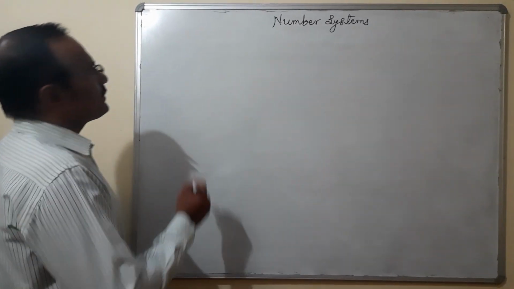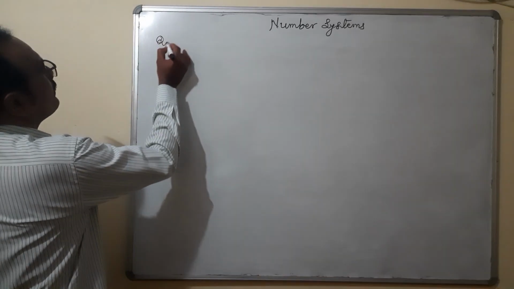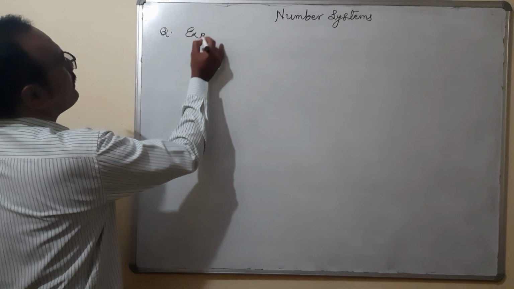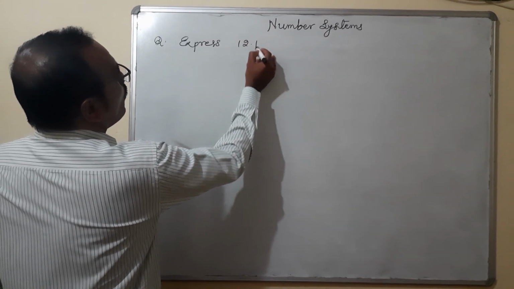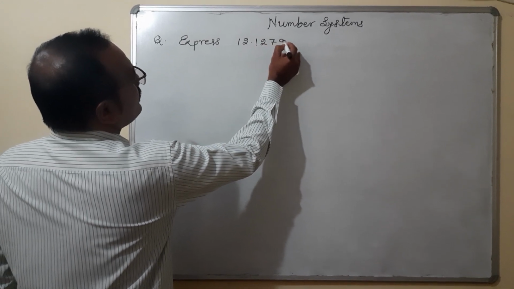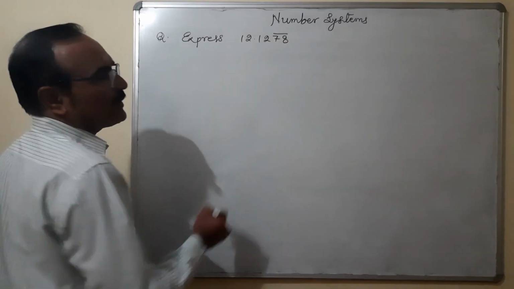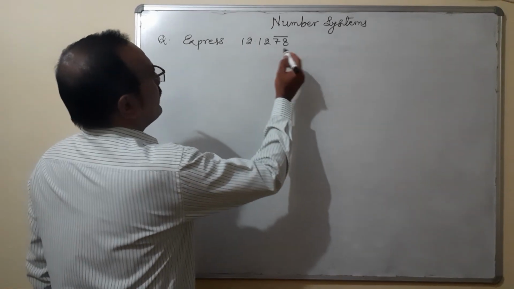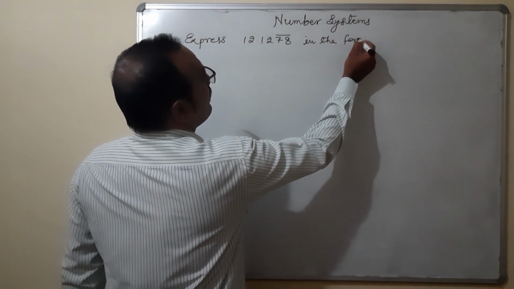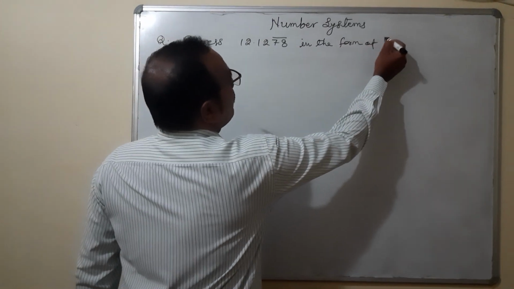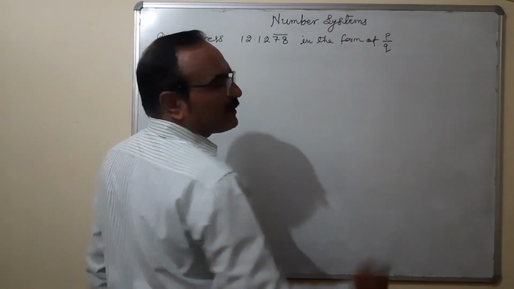Suppose the number is 12.1278 with a bar on 78. Express it in the form of P upon Q. This is the question.